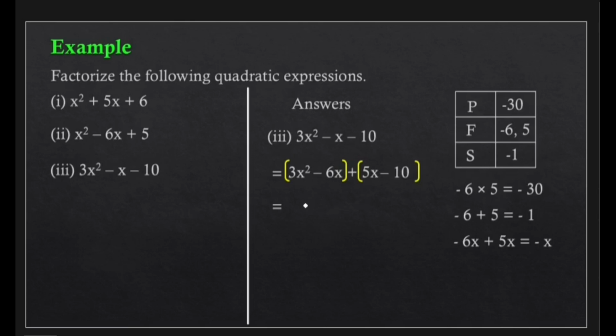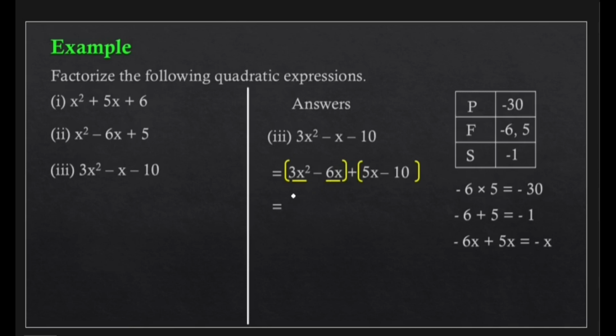So a common factor for this term we have is 3x. This side is common on both. We know we have x on this one and also x here. We know we have 3 here. 3 can also go into 6. So 3 is a common factor.